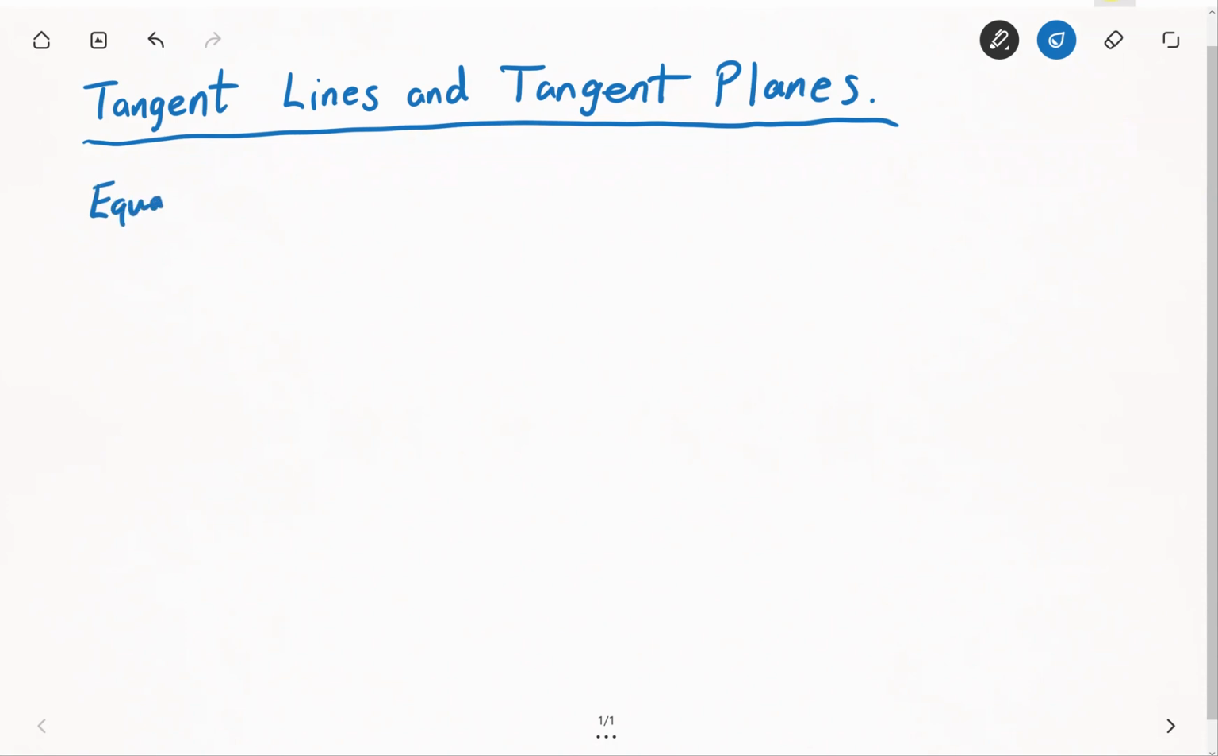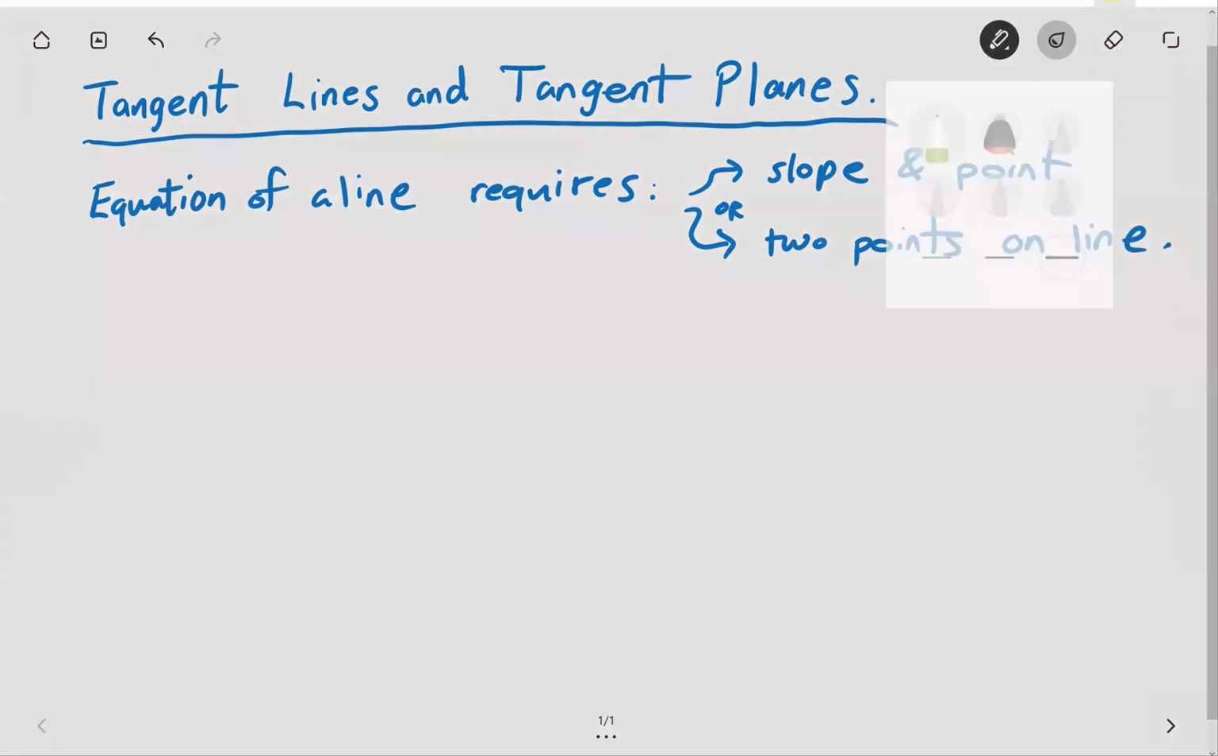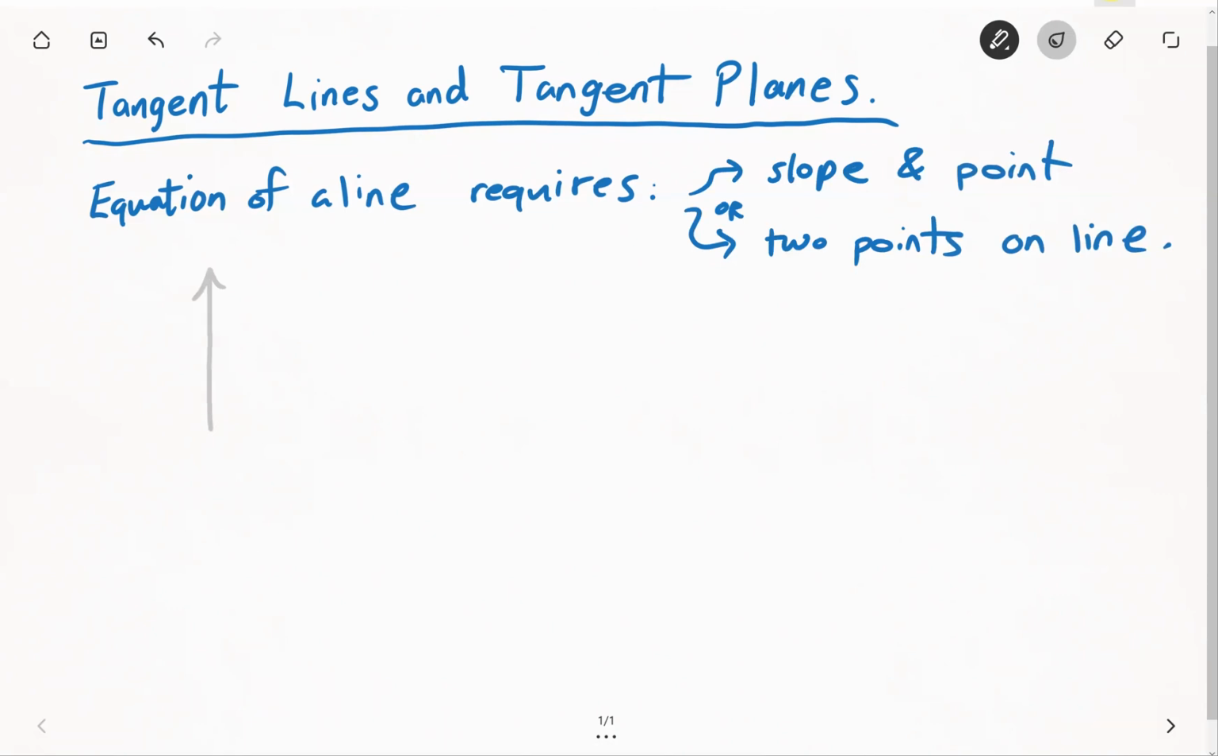In general, we know that the equation of a line requires two pieces of information, usually either the slope of the line and a point on that line, or it requires 2 points on the line. From the 2 points, you could then calculate the slope between them, and you'd usually write the equation of a line in point-slope form. So, back in calculus, we often are presented with this situation.